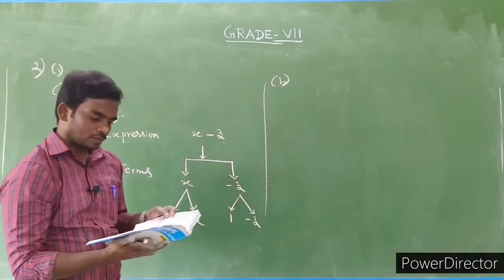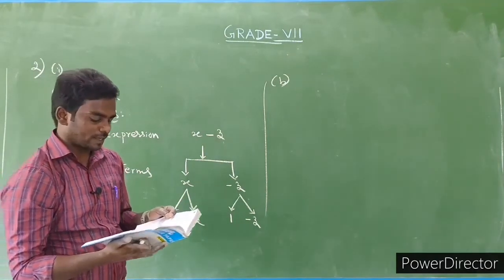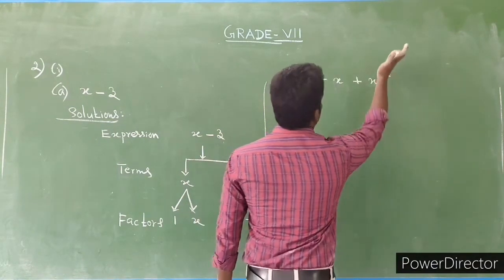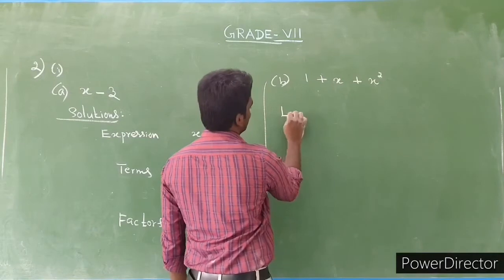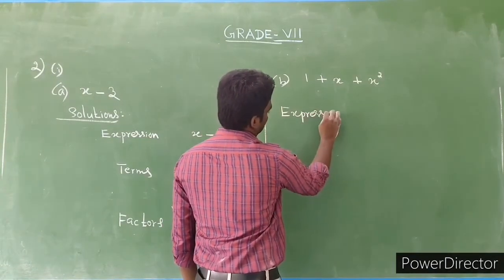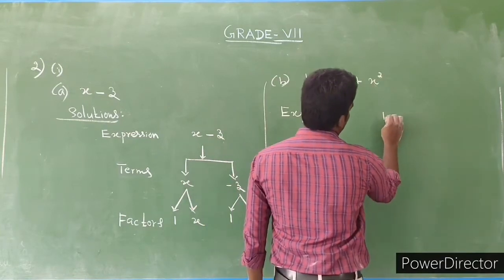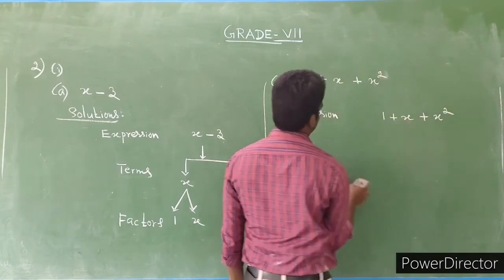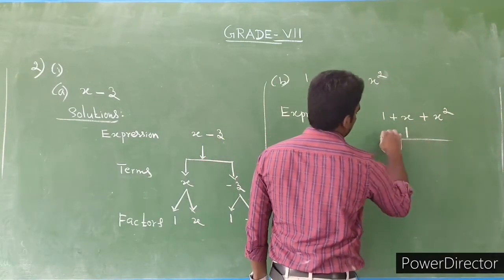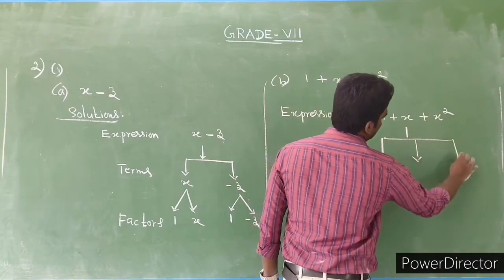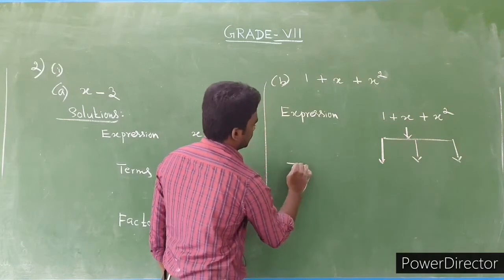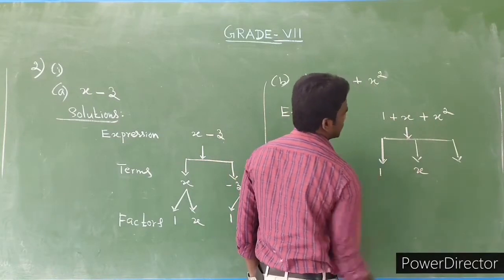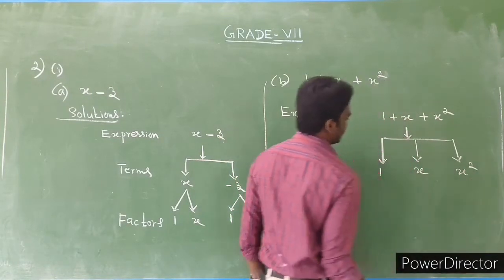Next, the b question. What is our b question? 1 plus x plus x square is given here. The expression is 1 plus x plus x square. This expression can be written as these 3 terms. What are the 3 terms here? The first term is 1, the second term is x, and the third term is x square.